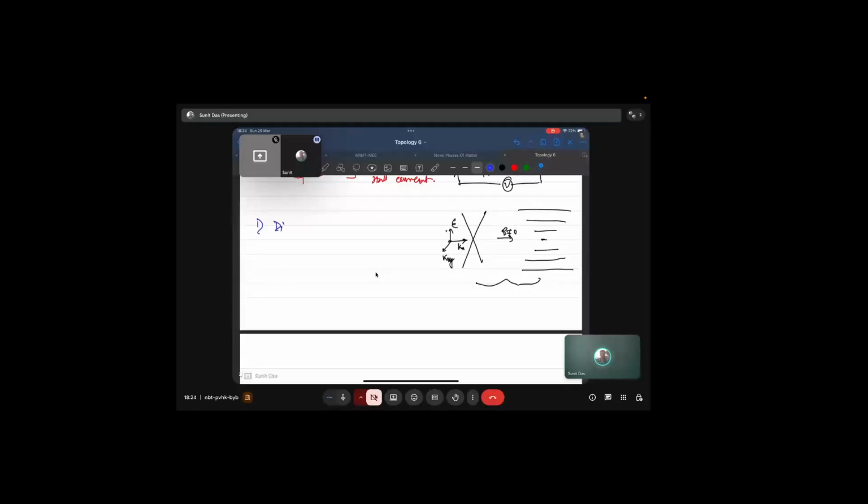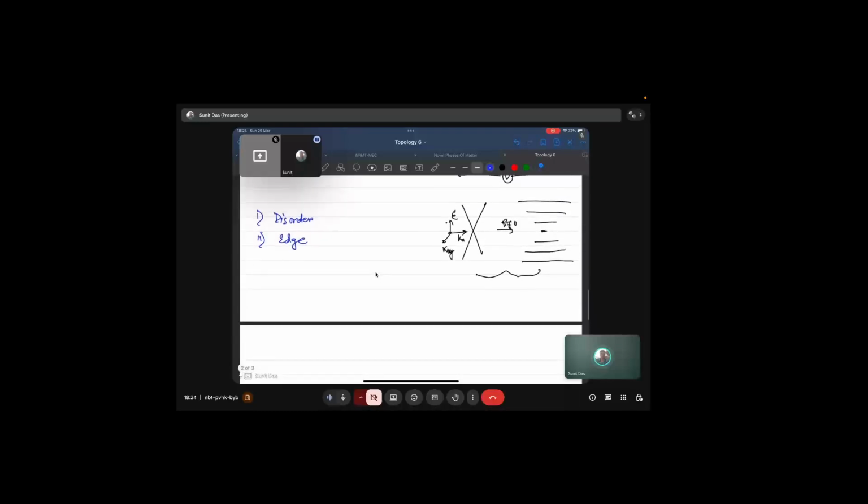One is disorder, and the second one is edge. Because any sample in reality has some physical dimension, right? What we have considered is a periodic Hamiltonian, so there is no concept of edge and surface. Everything is periodic, right?